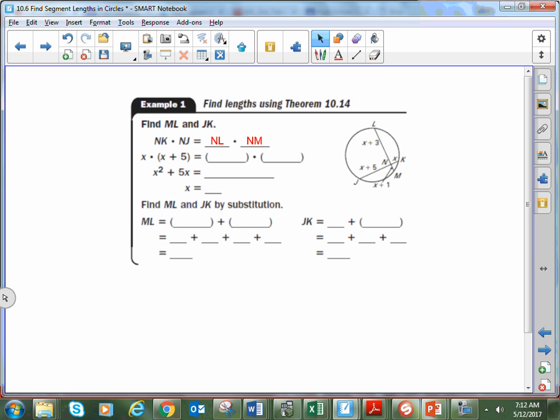Substituting gives us x times x plus 5 for the product of the chords on the left side of the equal sign. Substituting on the right side of the equal sign is going to give us x plus 3 and x plus 1. Well, distribute to get rid of the parentheses. On the left side, distribute the x into the parentheses. We get x squared plus 5x. On the right side, when I distribute, probably your algebra teachers called it foiling, we would wind up with x squared plus 4x plus 3.